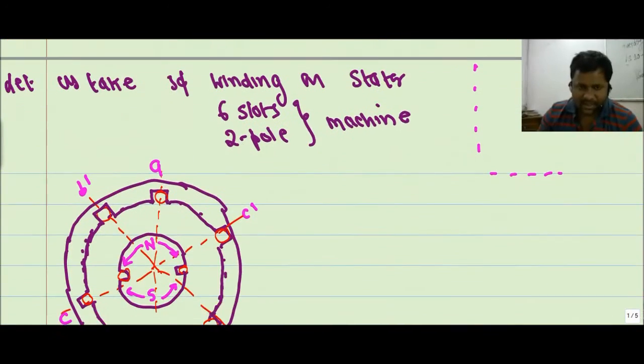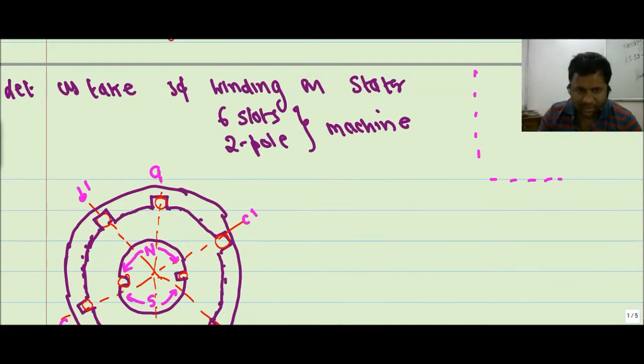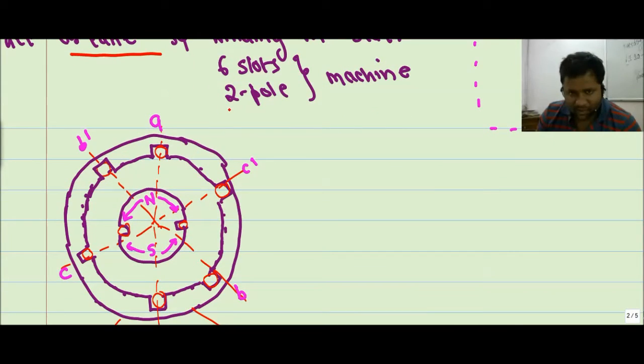Now let us move towards the derivation part, where we have taken a 3-phase winding on the stator with 6 slots and a 2-pole machine. 2 pole means the number of poles in the stator should be 2. So here we have seen that the stator has 6 slots and the rotor has a simple structure like this. So we can consider some basic understanding, that is slots per pole.